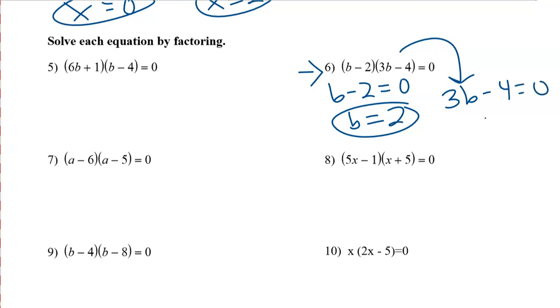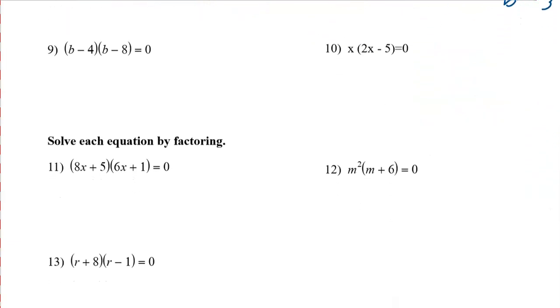So for that, we're going to need to do just a little bit more work. Add 4 to both sides, and we get 3b equals 4. And then we divide by 3, and b equals 4/3. And we're just going to leave that 4/3. Don't make it a mixed number. 4/3 is just fine. And that's how we solve using the factoring.